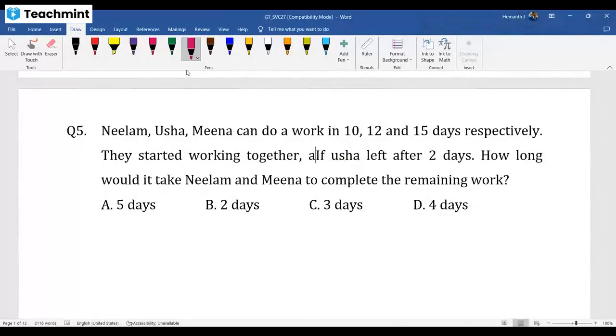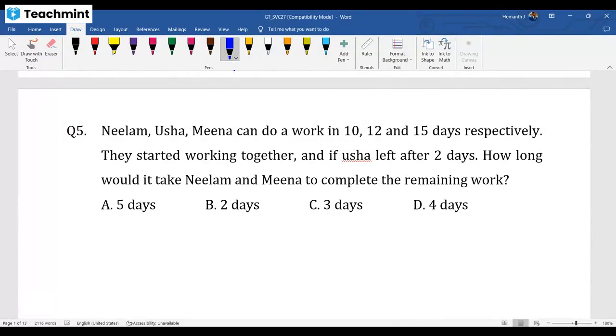And if Usha left after 2 days, how long would it take Neelima and Meena to complete the remaining work? This is what I mentioned in the previous one. In fact, in the previous question somebody joined, but here Usha left after starting the work.